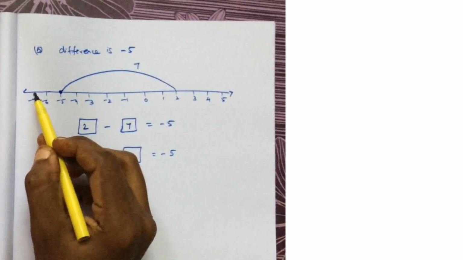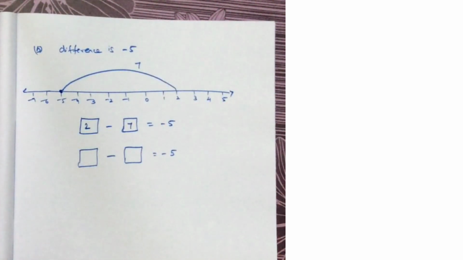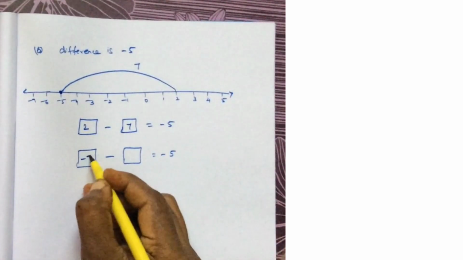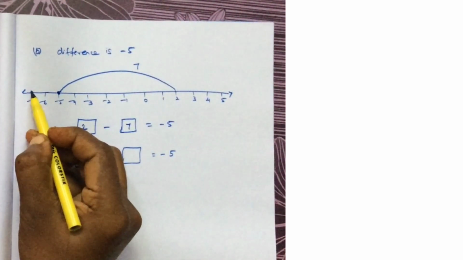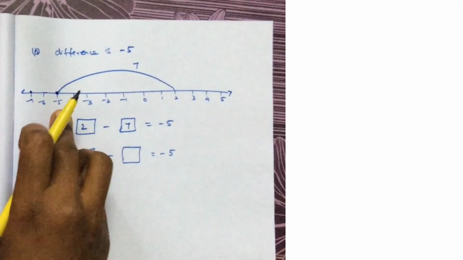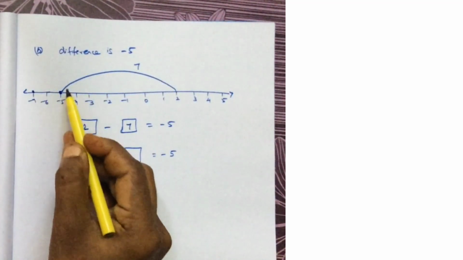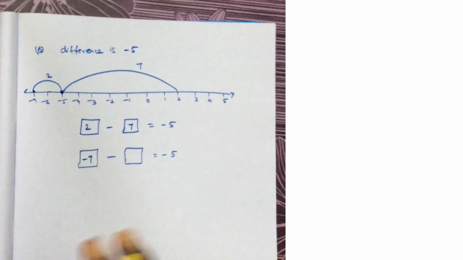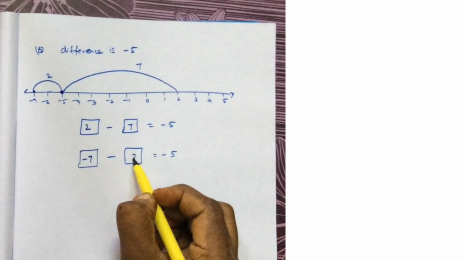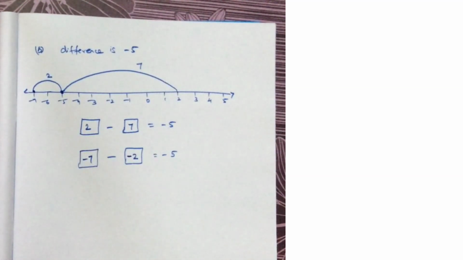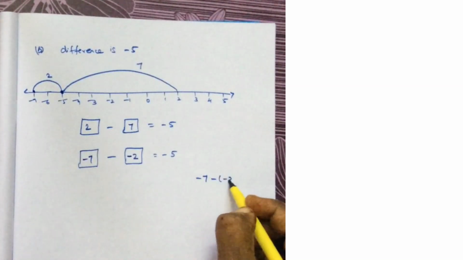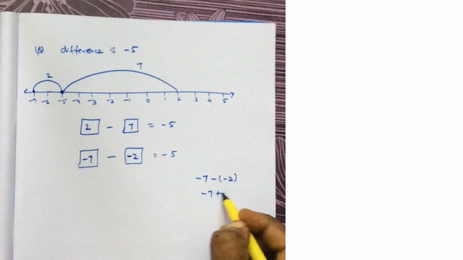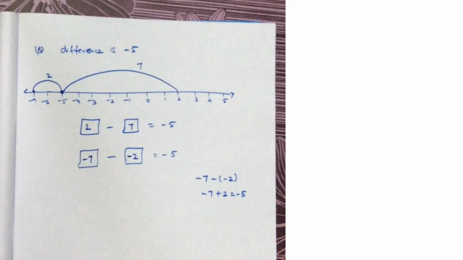I want to go somewhere here now. Let me start with minus 7 here. Put any number. So minus 7 is here. Now I want to move right. So this is 1 and 2. So from here to here it is 2 steps to the right. So minus 7 minus of minus 2, minus into minus plus 2, that is minus 5. Okay. So this is how, using a number line also, you can solve this.